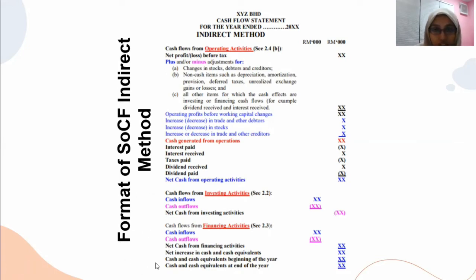reconciliation of changes of the cash, except that under operating activities, it starts with the net income before tax and some adjustment. Meanwhile, the direct method begins with the cash inflow and cash outflow of the company. Let us proceed to look into more details.